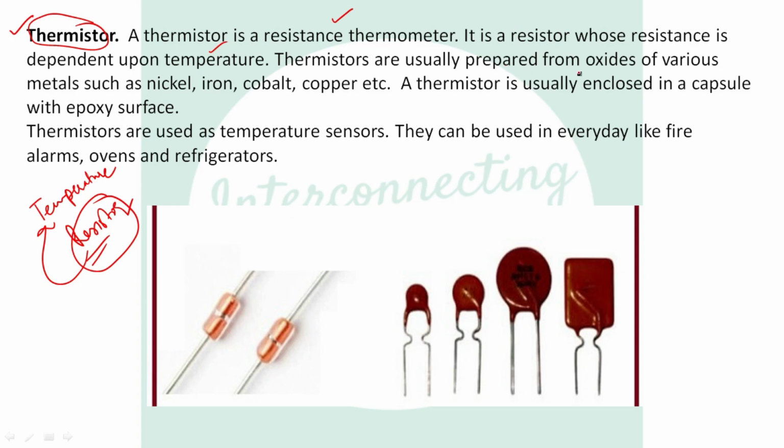Thermistors are usually prepared from oxides of various metals such as nickel, iron, cobalt, copper, etc. Means it is also an alloy. A thermistor is usually enclosed in a capsule with epoxy surface. It comes like these shapes. It can be in the form of capsules like this and like this. Thermistors are used as temperature sensors and they can be used in everyday things like fire alarms, ovens and refrigerators. So that means your 2 marks question is complete. What is thermistor? What is it made up of? How does it look like? What are its uses? So your 2 marks question is complete.